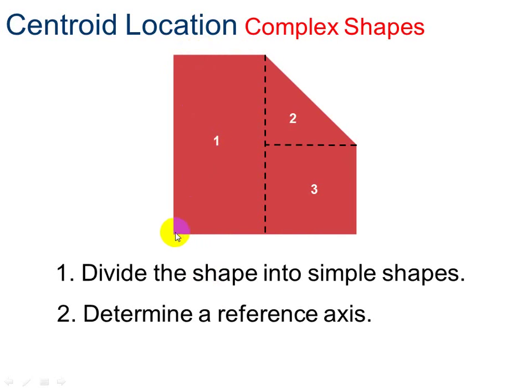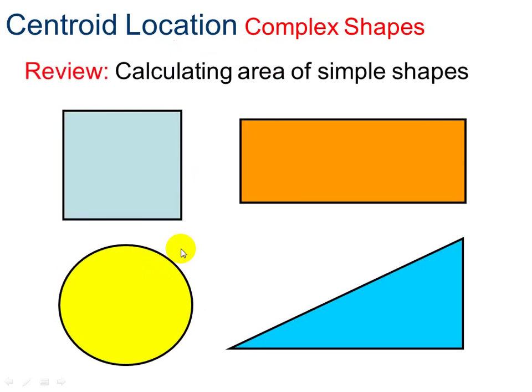So I'm going to choose to put my reference point right down here. That way I can keep my x's and y's both positive. We want to stay positive. Okay, so before we go on and find this complex shape's centroid, let's remember how we find the area of these simple shapes. We're going to need to know area.